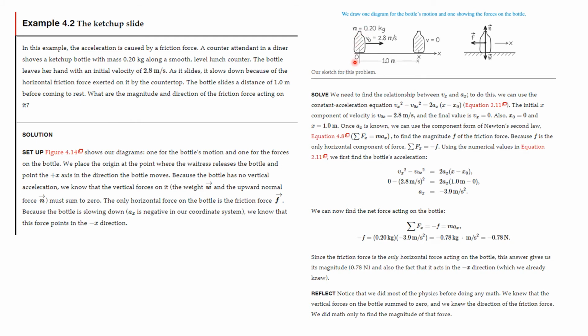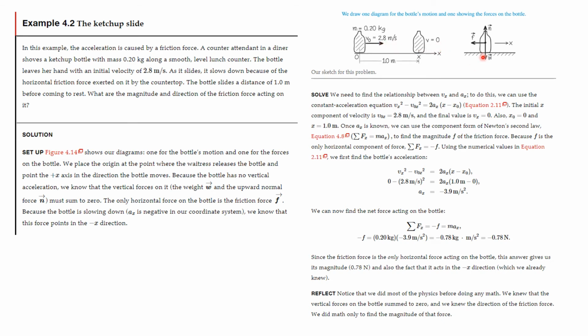Pictures are really useful. So we just arbitrarily call this 0, but the server in this diner shoves this along the counter. This was the initial velocity, v sub 0 is 2.8. But then it eventually stops, and it stops 1 meter down the counter. And so you see there's a deceleration. It goes from 2.8 meters per second down to velocity being 0.